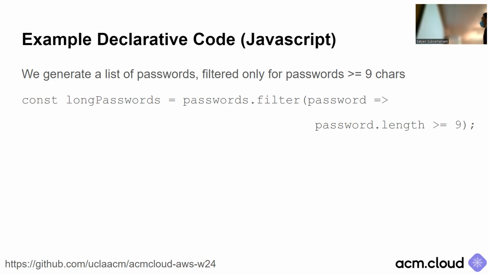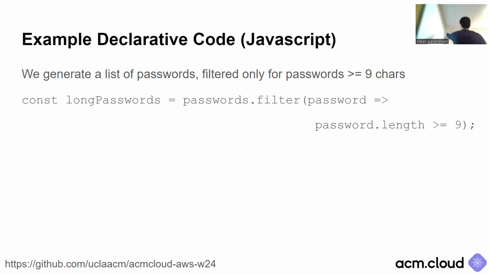So the difference here is, let's say we generate a list of passwords filtered only for passwords greater than or equal to 9 characters. The same thing as before, but instead our code is just this one line. Again, we would create a constant called long passwords, and then we're saying passwords.filter. So for those of you that do not know, in JavaScript, you have a filter method that takes an array, and in that filter method, you can describe what elements you want from that array. That's what filter means: you want to filter out the ones you don't want.